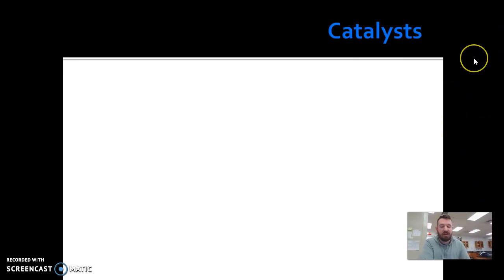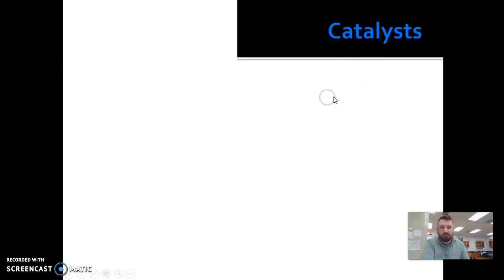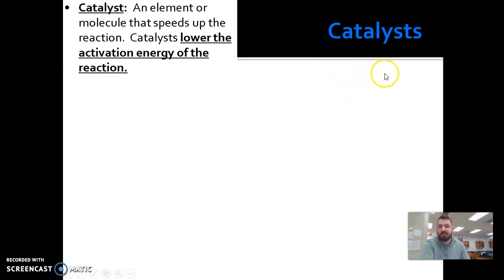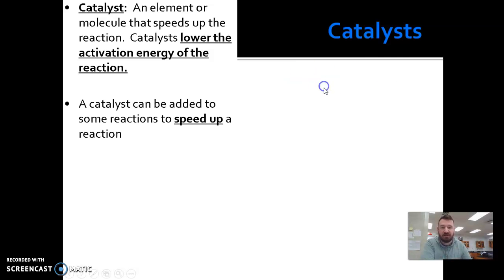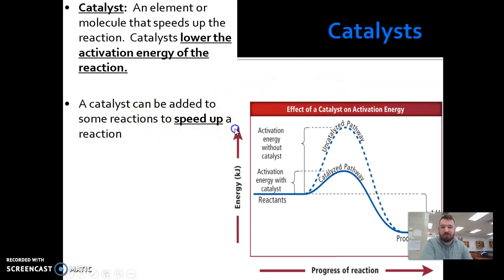Another thing that can affect a chemical reaction is what's called a catalyst. Now let me move the video here so that you can see how to spell that. So a catalyst is an element or a molecule that speeds up the reaction. A catalyst is going to lower the activation energy needed. So if we're looking at that hump in the middle, if we add a catalyst, that hump lowers. It's not as hard to start the reaction. So catalysts can be added to speed up some chemical reactions.